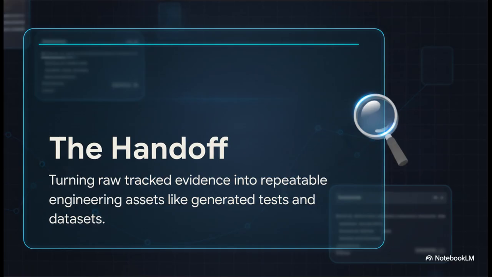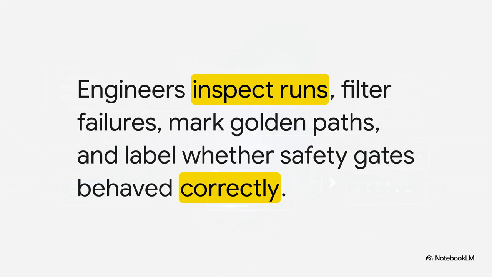But curation, that's where human engineers step in and decide what actually matters. From there, generated tests and evaluation datasets take that curated evidence and turn it into repeatable, durable engineering assets. So in the Burr UI, this curation process means engineers are actively inspecting runs. They're filtering for failures, marking the golden paths, and labeling whether routing, retrieval, or safety gates behaved the way they were supposed to. Those curated examples then become your debugging packets, your PyTest fixtures, or your evaluation rows.